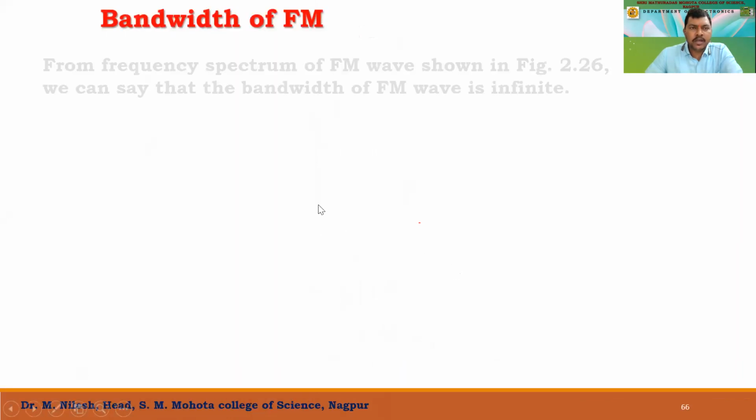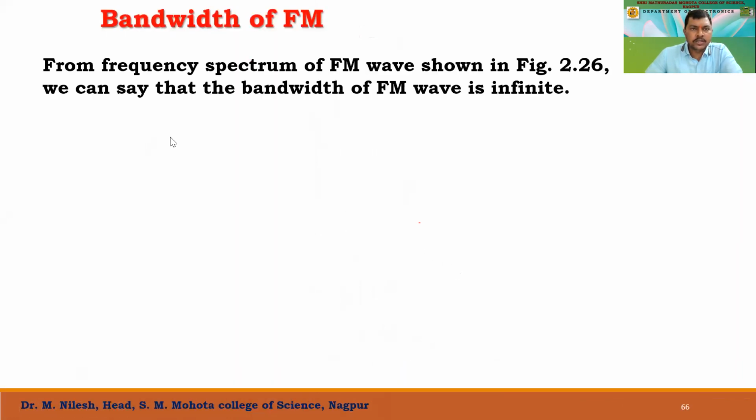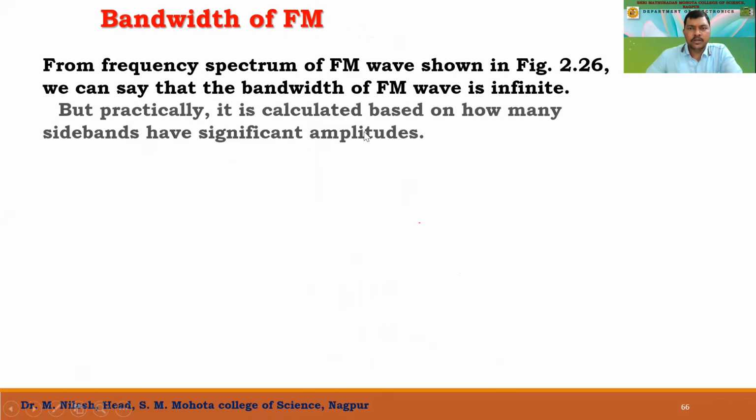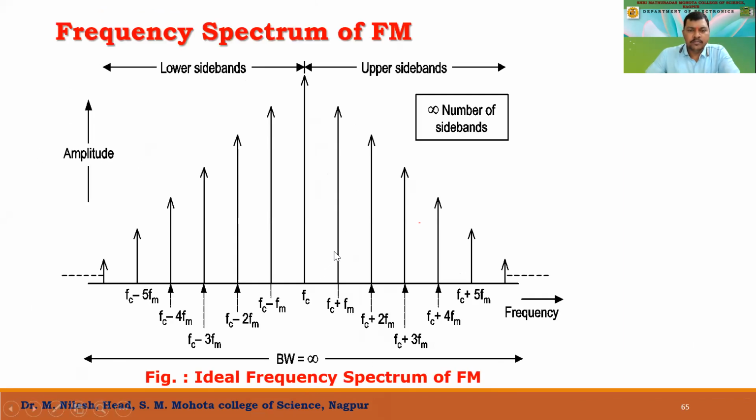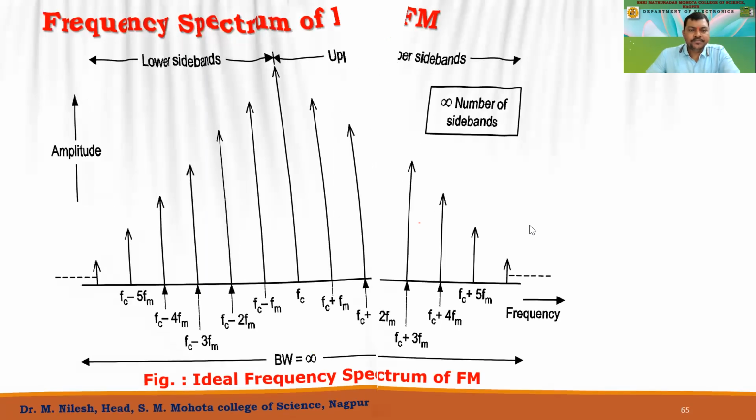Now, what effect do we have of the modulation index, say, on the bandwidth? So first we'll see the bandwidth, then we'll see the effect of modulation index on the sidebands. Okay, so let us see this. From the frequency spectrum of the FM wave shown in figure 2.26, we can say that the bandwidth of the FM wave is infinite, as I've shown you in this diagram. This diagram shows you that there are infinite sidebands over there.